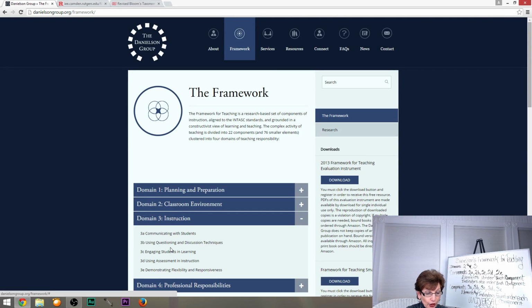Okay? Now, 3C. Here it is. Engaging... 3B. I want to go to 3B. Okay. Where's it? 3C. 3B. Here it is. Using questioning, prompts, and discussion techniques. The elements under that component 3B is what I'm talking about. I'm going to tell you what the elements are and the indicators. The elements are quality of questions and prompts.